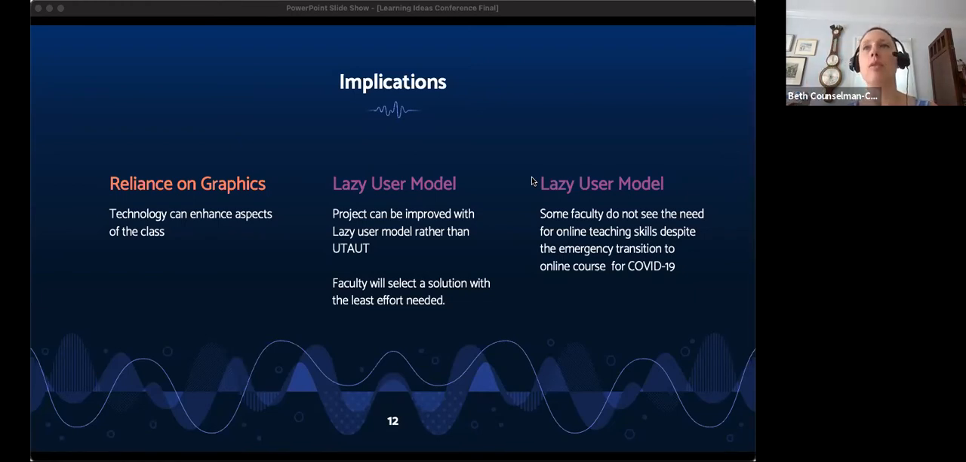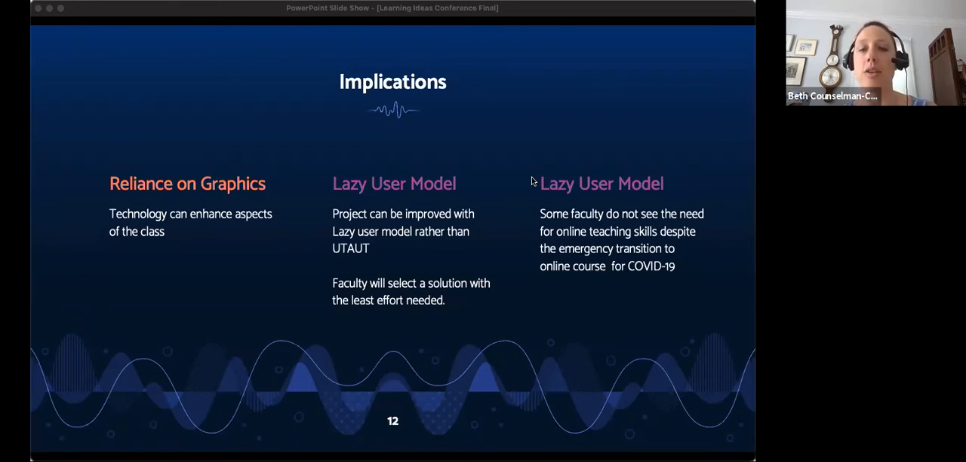And basically, regardless of gender, age, and voluntariness of use, faculty will choose a solution, particularly mid-semester when they have a lot of pressure and constraints, with the least effort possible. So whatever is easiest is what will be selected. So when we replicate the study, I think the lazy user model will be a much better fit.